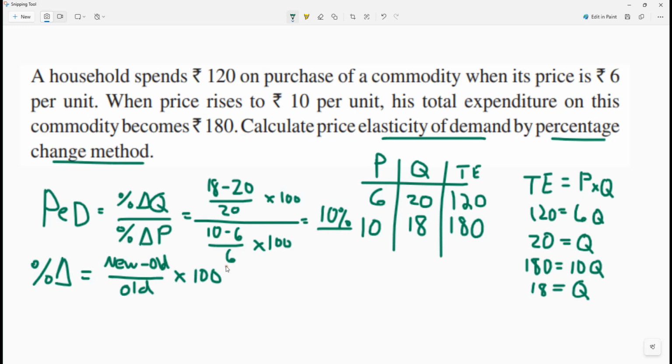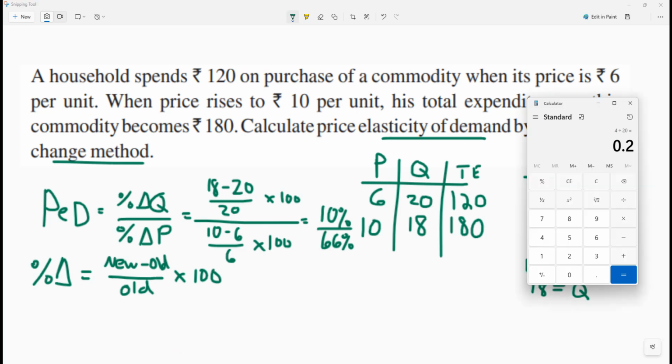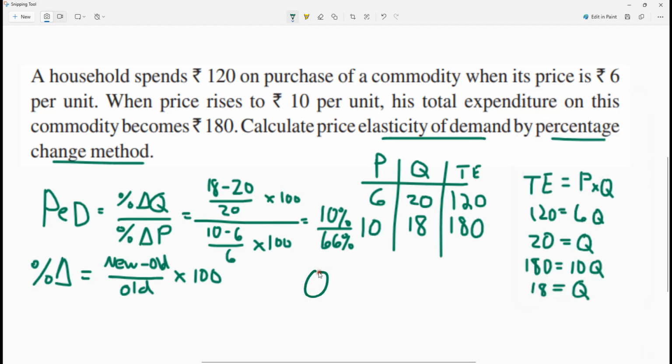And this is 4 over 6. That's 2/3, which is like 66 or 67% or so. 10 over 66. I get 0.15. Okay, so 0.15 is the elasticity.